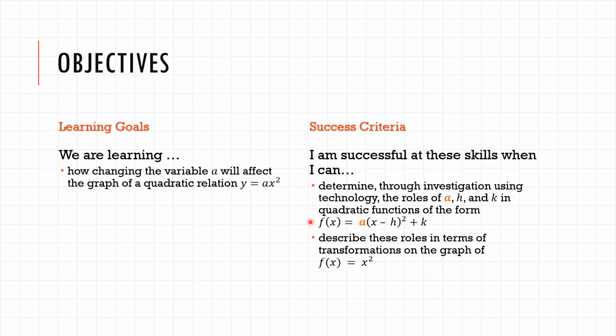And this is your success criteria, so you will determine through investigation what is the role of the variable a in a quadratic function that looks like this. This is in vertex form. And then you'll be able to describe what is the role of this variable in terms of the transformations of the parent function x squared.